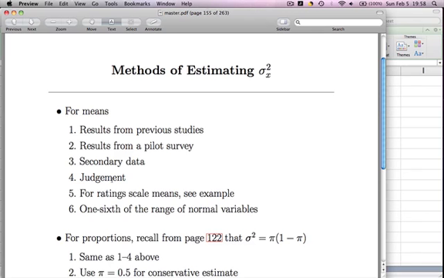Judgment just means that you're pulling a number out of the air. With rating scales, there's a reading in the course packet where I give some typical standard deviations that you see from Likert scales and semantic differential scales. These are the things that have 5 or 7 points. Finally, if you have a normal random variable, one way that will get you into the ballpark is by taking 1/6 the range. So sometimes you can make a stab at what the range is.